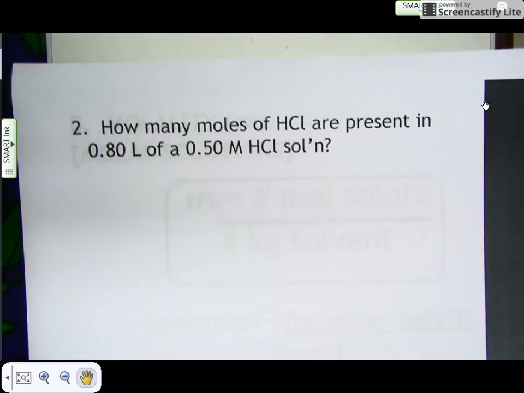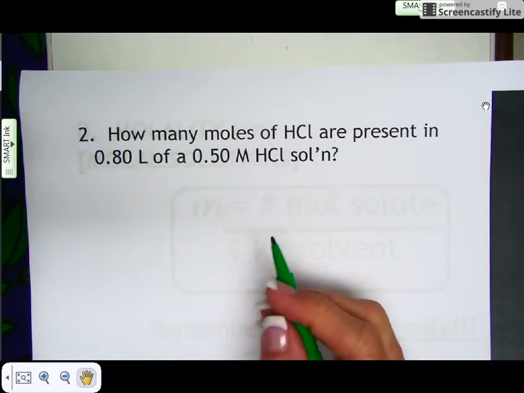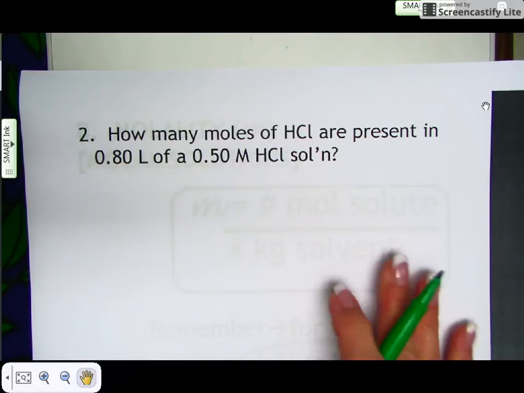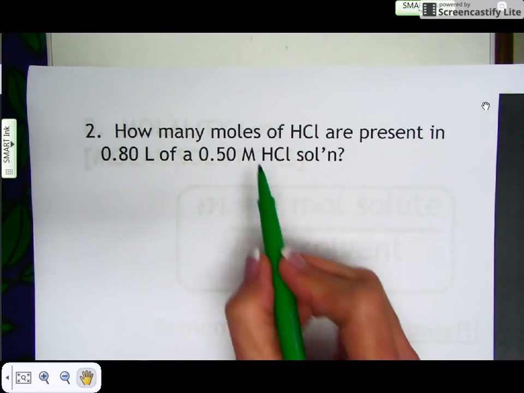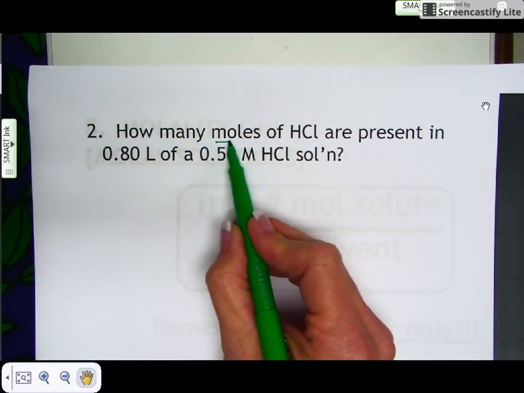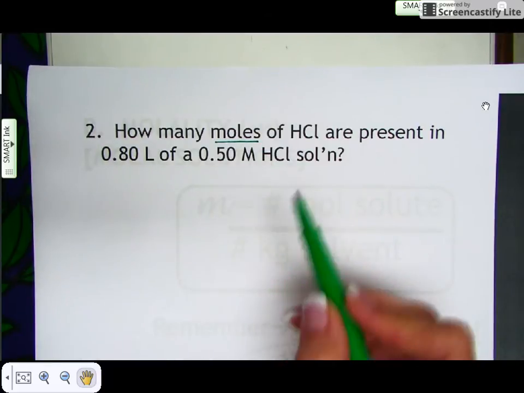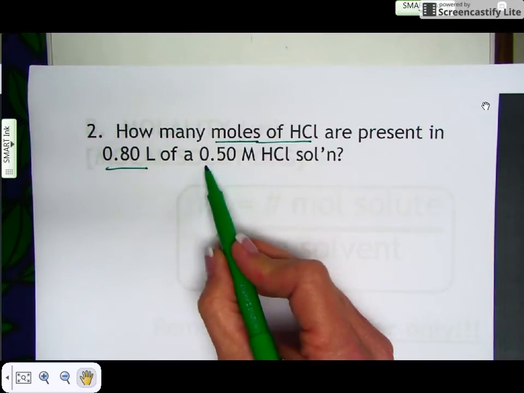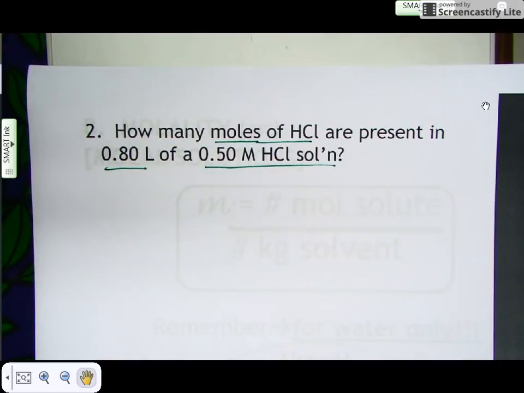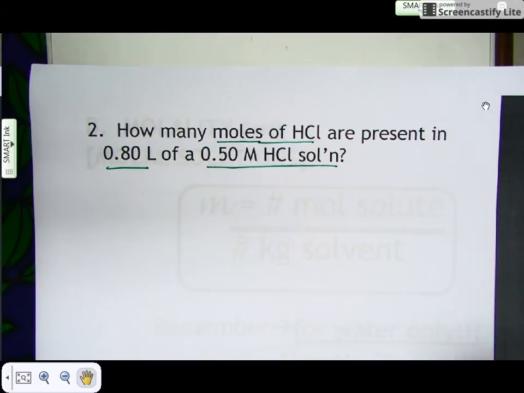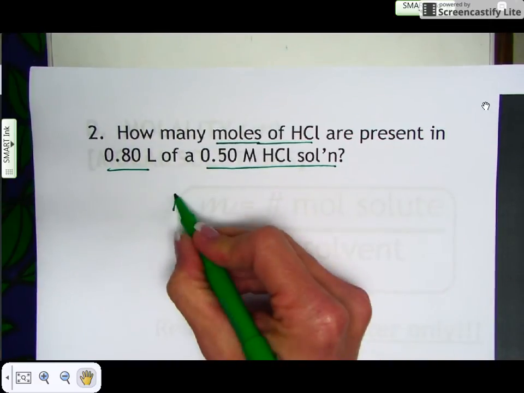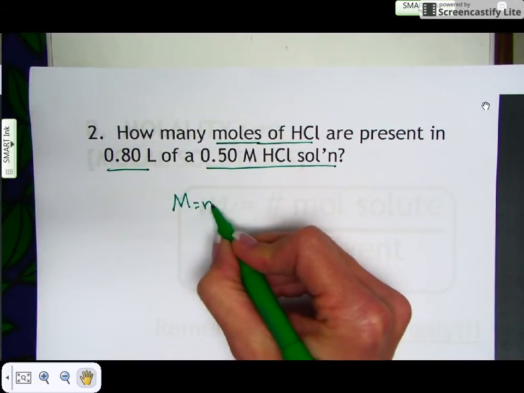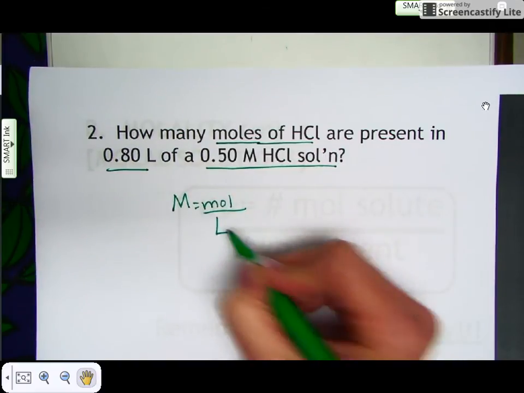Pause the video for a second and see if you can do this next one on your own. But for time's sake, I'm going to go ahead and proceed. So you can pause the video if you need to. This problem here wants us to find how many moles of hydrochloric acid are present in 0.80 liters of a 0.5 molar solution. So they've given us a little bit different information here, but we still will be using the same formula. Molarity is equal to moles per liter.